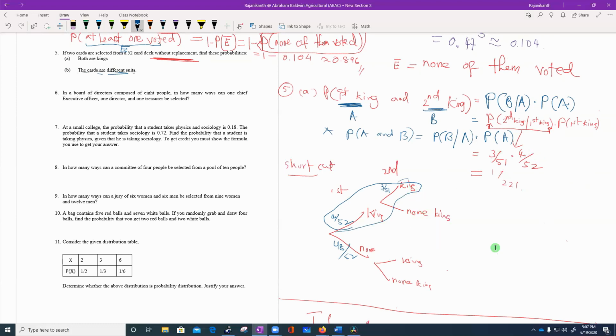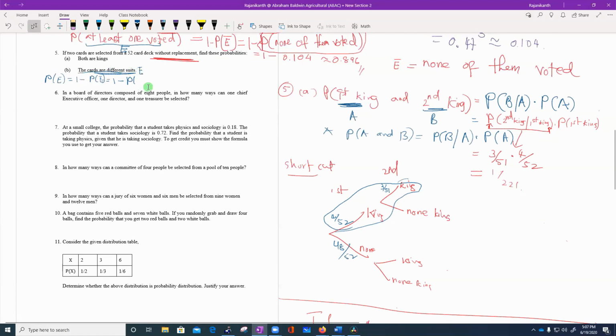Suppose this is your event E. What is your event E here? Choosing the different card. So the probability of choosing a different card is always going to be 1 minus P of E bar. I'm using the complement formula because it is easy. Then what is E bar? If your event E is different, then what is your event E bar?